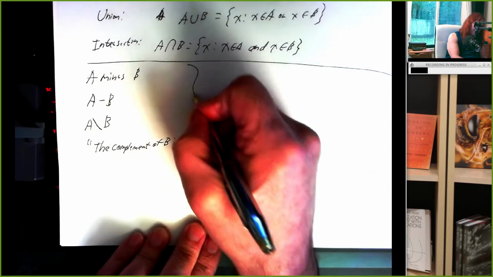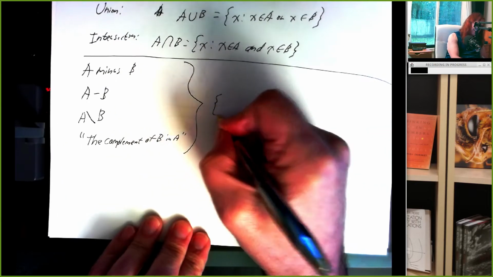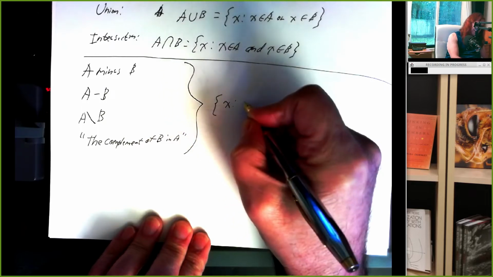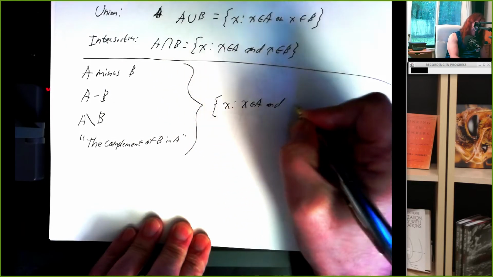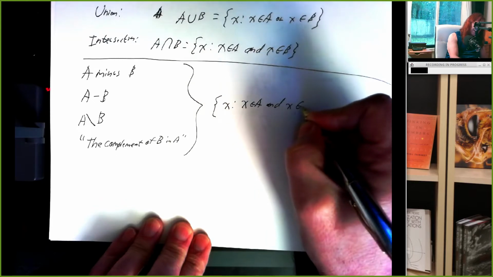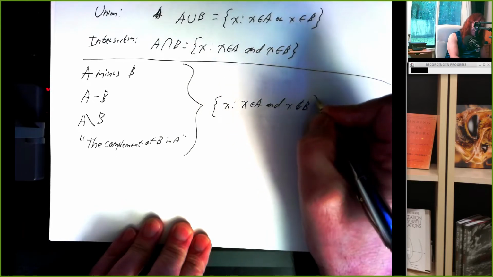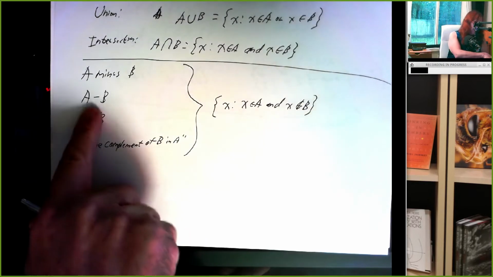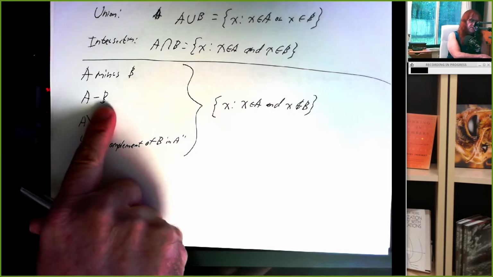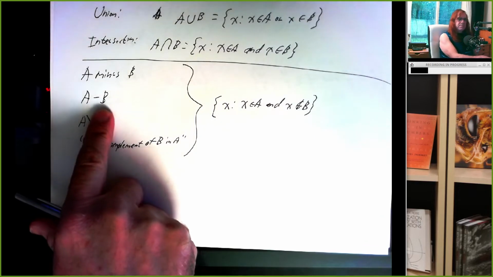And all of these things mean the following: the set of all x such that x is contained in A and x is not contained in B. So A minus B is all the stuff in A after you throw away the stuff that's in B.